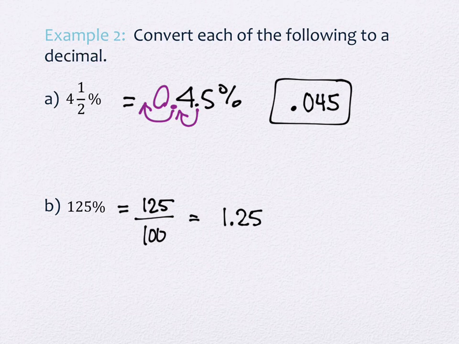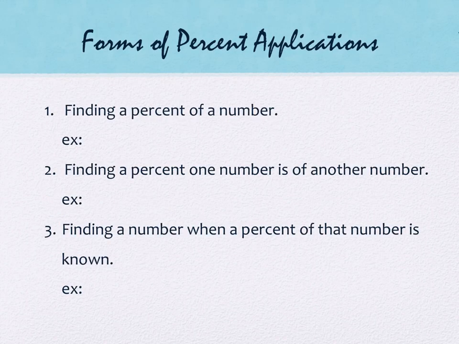All right, there's 3 different types of application forms that a percent application can take. So these are the 3 types. One is finding a percent of a number. The second one is finding a percent that one number is of another number. And the third one is finding a number when the percent of that number is known.